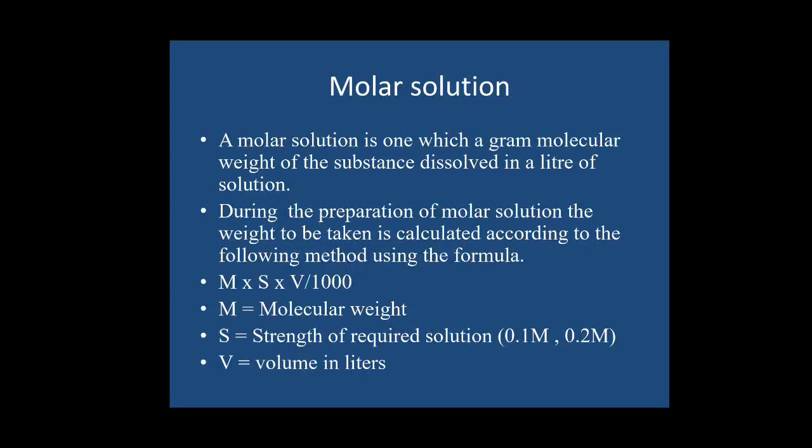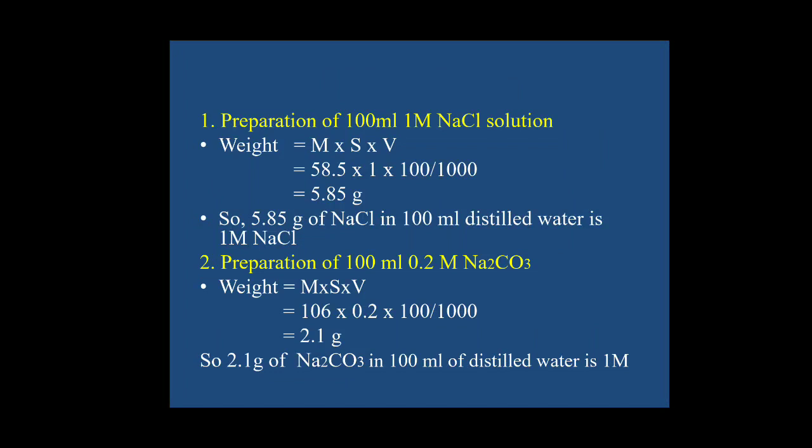So during preparation, we have to use this formula, M into S into V by 1000. Where M is the molecular weight, S is the strength of required solution. So what strength we require, is it 1 molar or 0.1 molar, 0.2 molar, whatever we require. V is volume in liters. So what volume are we preparing? Is it 100, 200, whatever ml? Now with example, I explain you now.